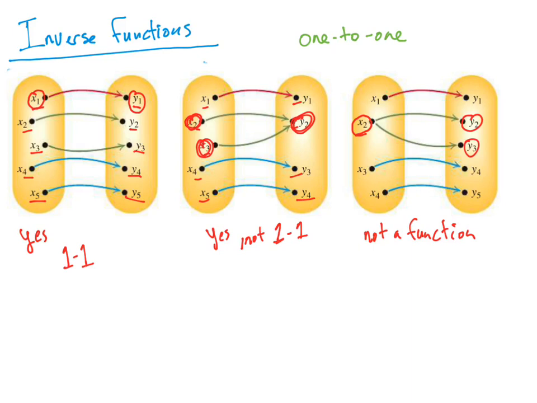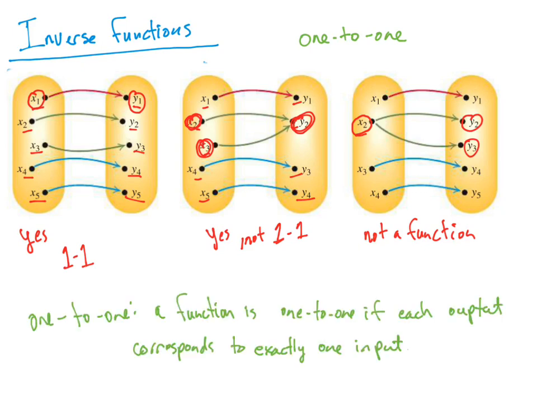So what is the definition of 1 to 1? We say that a function is 1 to 1 if each output corresponds to exactly one input. So this aligns with what we were saying. In this first relationship, each output value, the y values, corresponds to one input value. And this is different in the second relationship where y2 is getting pointed at by two separate input values.